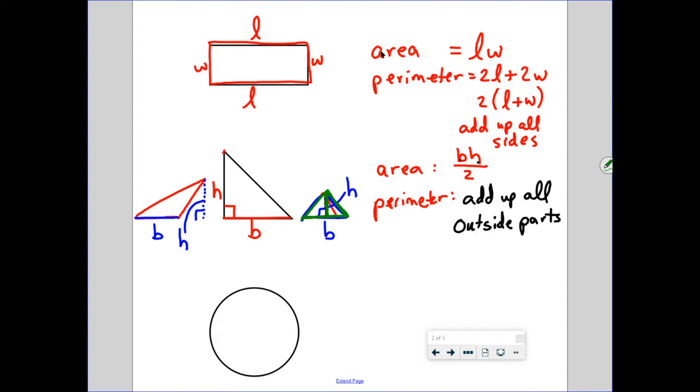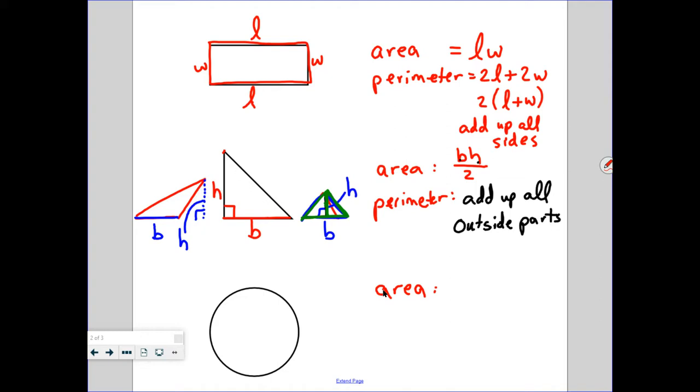Cool? All right, last one, circles. And again, my hope is that all of this is just review. Hopefully you feel comfortable doing all this stuff. It's just been a while, so sometimes we forget how to do it. Area and perimeter, okay? I'll address perimeter in just a second. Area, you just have to memorize these formulas.